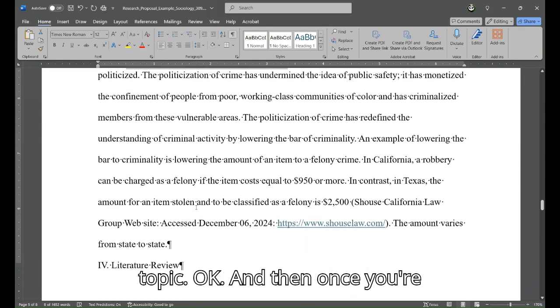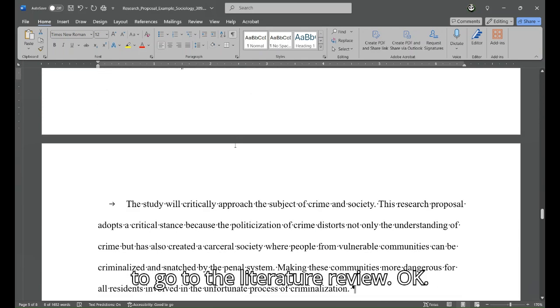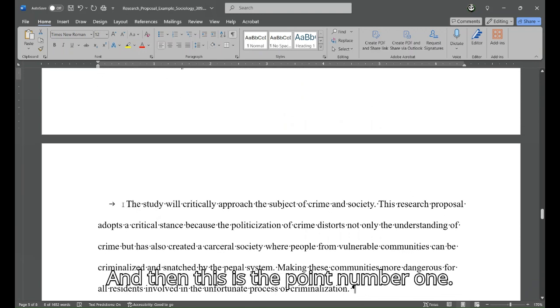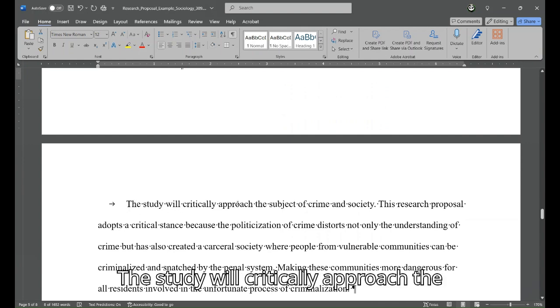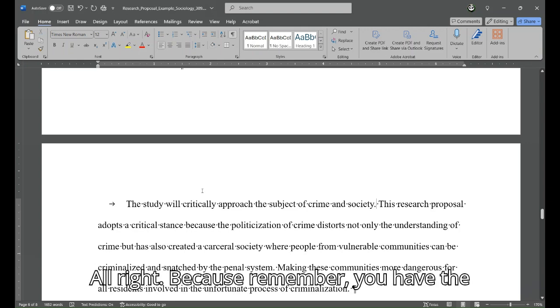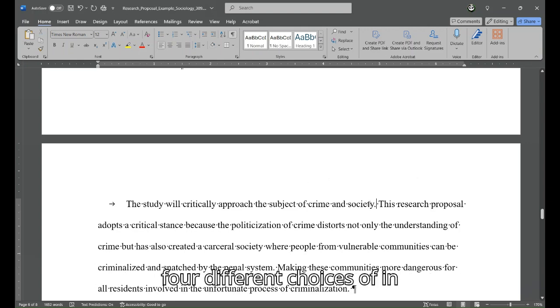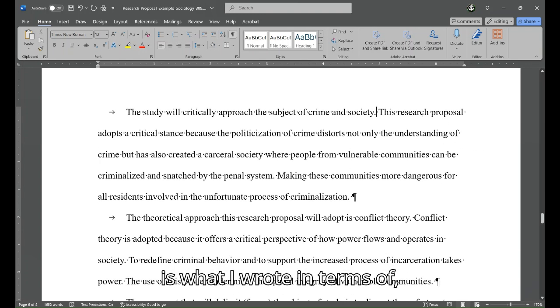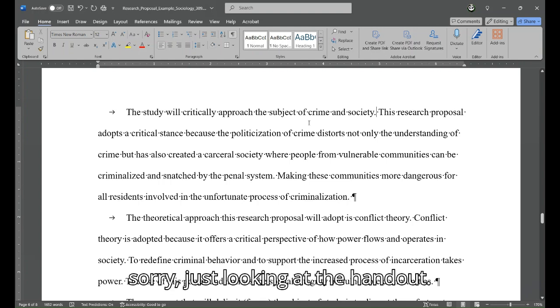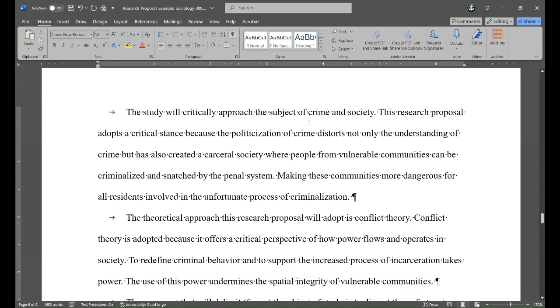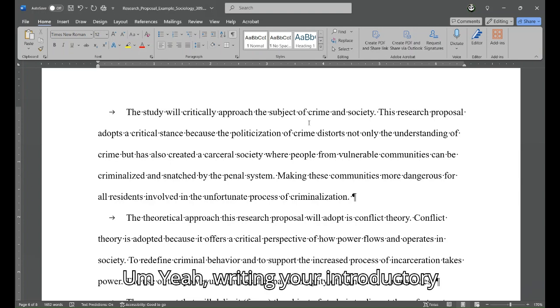Okay, and then once you're done with the purpose, then you're going to go to the literature review. Okay, and then this is the point number one. The study will critically approach the subject of crime and society. All right, because remember, you have the four different choices of in favor, critical, balanced, and lamenting. All right. So then this is what I wrote, sorry, just looking at the handout. Yeah, writing your introductory paragraph.